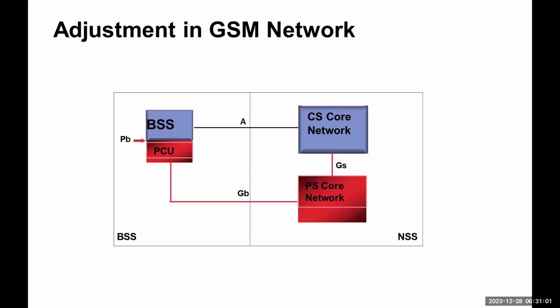And one of the units that is added in the radio access network, or we can say BSS, is the PCU, packet control unit. And in the core network, a pure packet switch core network is added in the NSS part. In this PS core network, additional nodes are added in the GPRS network, that is the SGSN and GGSN. We will discuss them in the subsequent slides. And the interface between this PCU and PS core network is the Gb interface. G stands for GPRS.